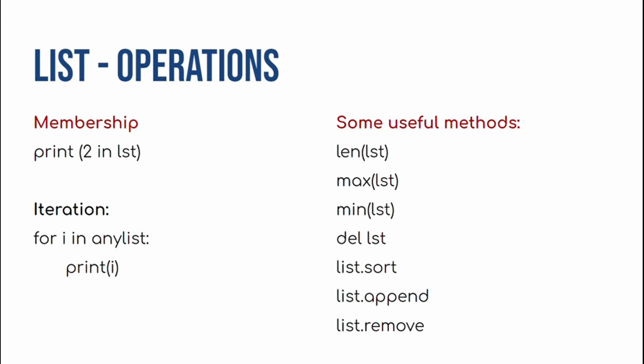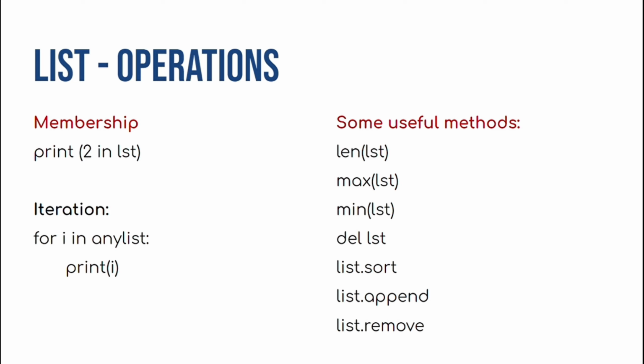You can also find the presence of an element in a list using membership. Let me remind you, we have multiple operators, out of which there's a membership operator, in and not in. Here the membership operator will try to find whether 2 belongs to the list LST. If it is in the list, then it will print true, otherwise it will print false. By this time, you are familiar with the for loop. Here the for loop is used to iterate over each element of the list, any list, and print its elements one by one.